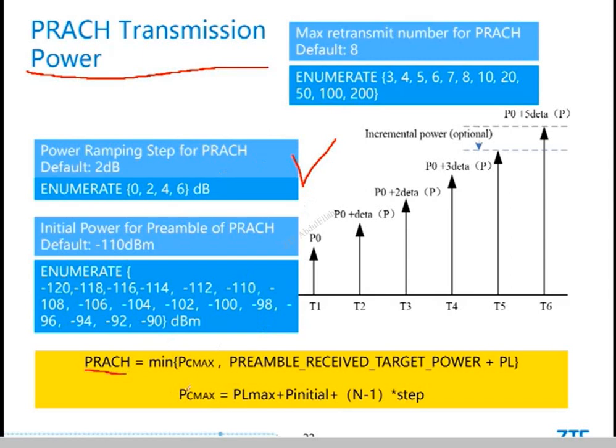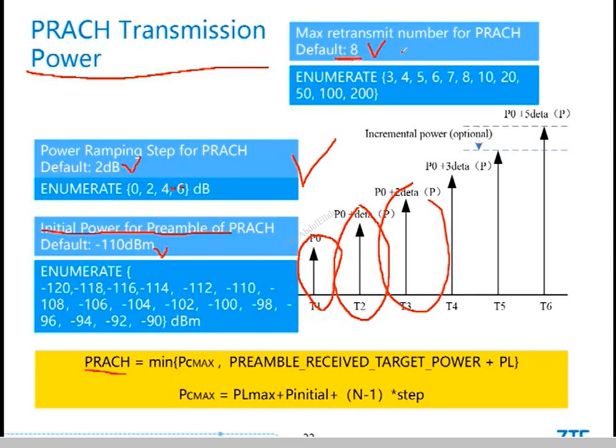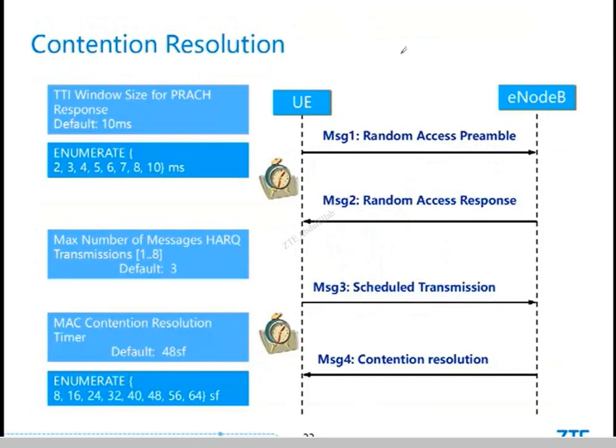At the beginning, for example, we have the T1. This is the default, the initial power for the preamble. But once we send out the preamble, if the eNodeB doesn't receive it, we use a higher transmit power, and then higher, and then higher. This is the power ramping of the preamble. Here we see this is the initial, and each step we have 2 dB up, or 4 dB, or 6 dB up, and we have a maximum of 8 times ramping. So this is the power ramping. The more times you transmit, the higher the power of the preamble transmission.